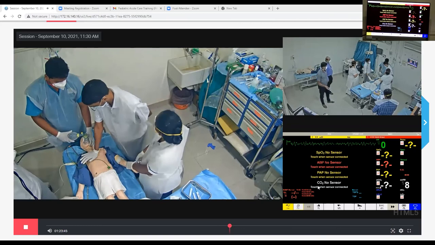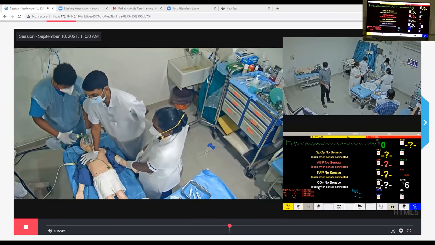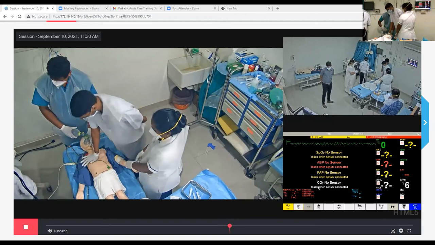Can we, Dr. Sankin, please get ready for the shock. Continue CPR. 1, 2, 3, 4, 5, 6, 7, 8, 9. So we are giving 2 joules per kg. It is a 20 kilo child, so 40 joules we are giving.